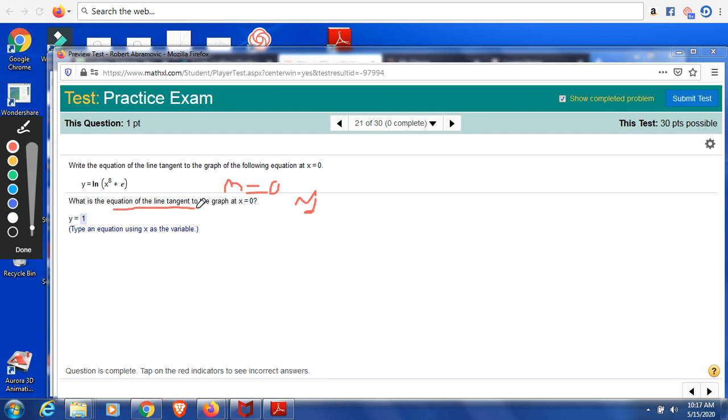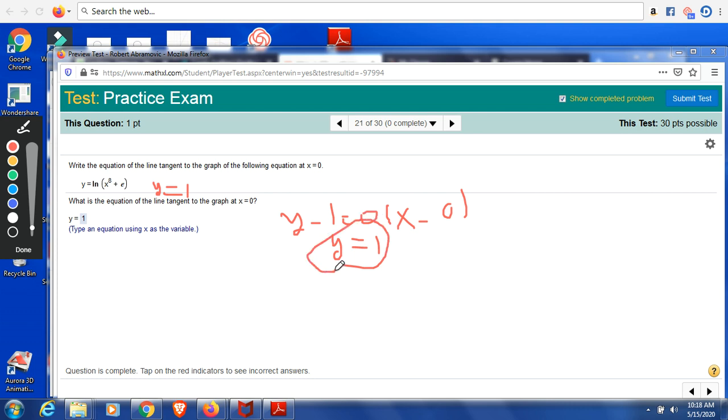And the equation of the tangent line to the graph at x equal to 0 is y minus, well, what happens when x is 0? What is the output corresponding to the input at x equal to 0? When x is 0, y is equal to 1. So y minus 1 equals 0 times x minus 0. Point slope formula. That means that y is equal to 1. So 0 times x minus 0 is equal to 0. Y minus 1 equals 0 means y is equal to 1.